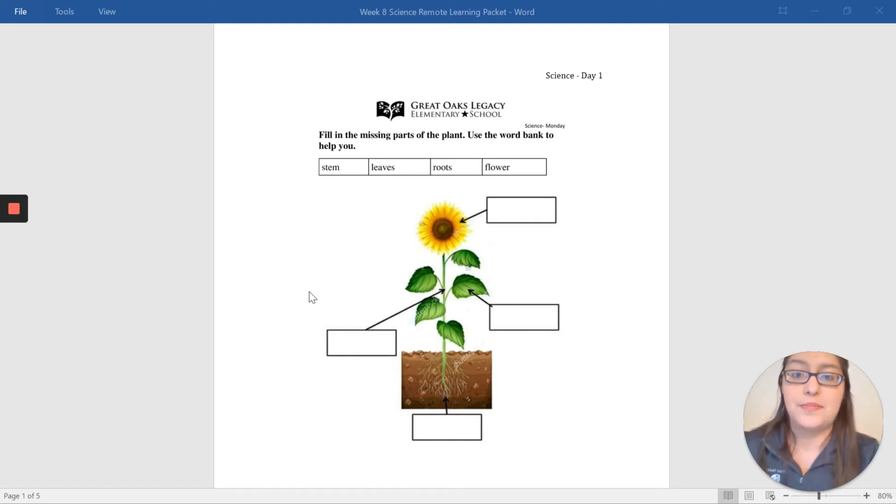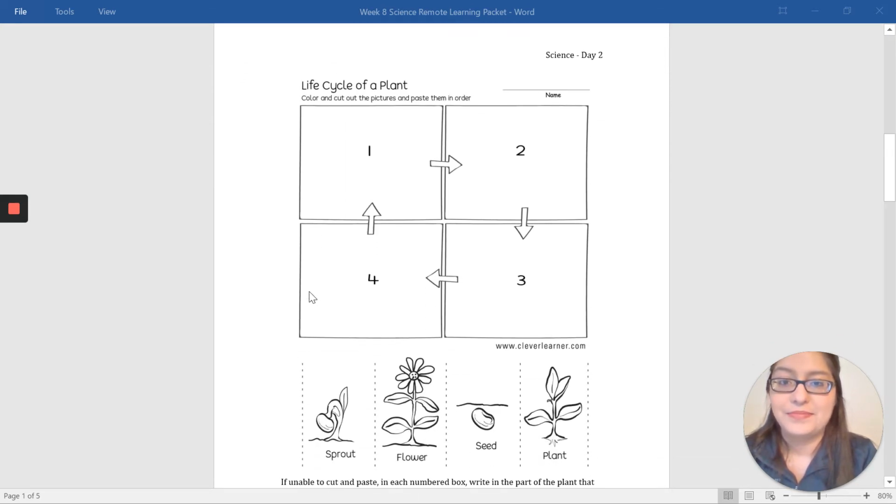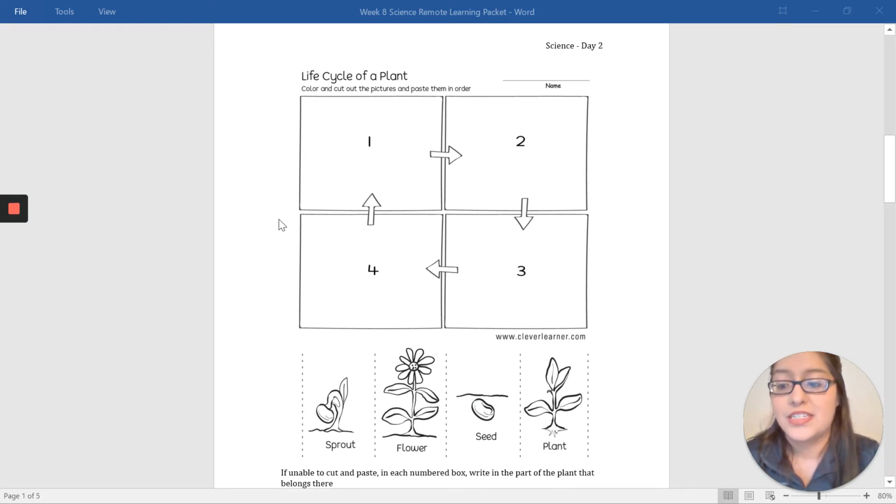All right. On my next page, we're going on to day 2 now. This is day 2 in the packet. Ready? All right. This one is called Life Cycle of a Plant. On day 2, the directions say, color and cut out the pictures and paste them in order. Now, I know that your paper may be in back of another assignment. So if you don't want to cut it, that's okay. What you can do is, in each box here, you see all these boxes here? You can write in the correct stage of the plant's life cycle. Let's do the first one together.